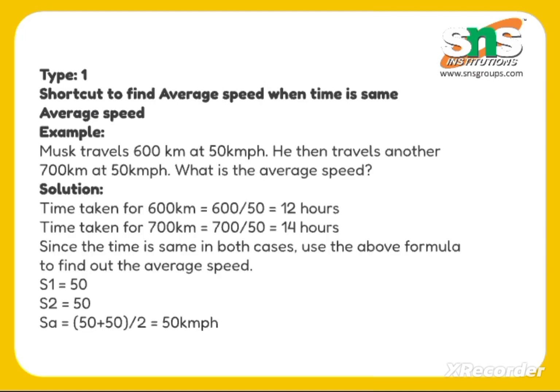Now, we have a shortcut here: average speed when time is the same. When you have the same time, what will you do? Musk travels 600 kilometers at 50 kilometers per hour. He then travels another 700 kilometers at 50 kilometers per hour. Here the time is the same, so we will simply use a plus b by 2. That is what we have learned. So 50 plus 50 by 2 is equal to 50 kilometers per hour.